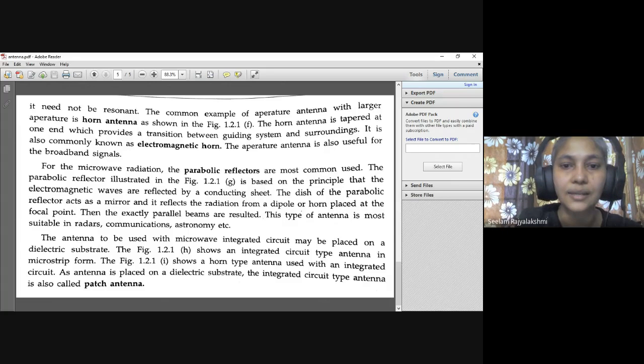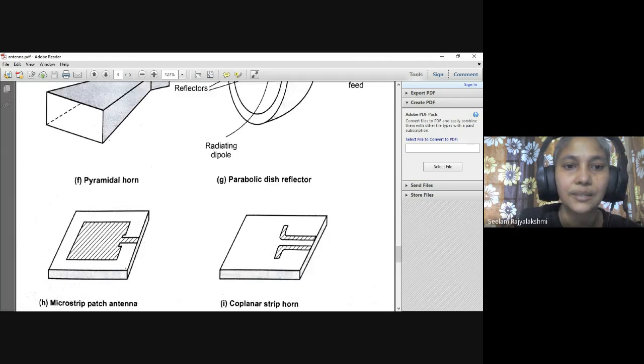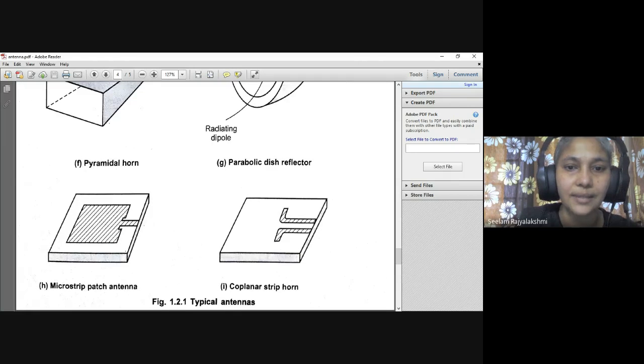This shows an integrated circuit type antenna in microstrip form. In the figure we have seen the horn type antenna used with an integrated circuit, as the antenna is placed on a dielectric substrate. The integrated circuit type antenna is also called a patch antenna. That means here we have microstrip patch antennas.